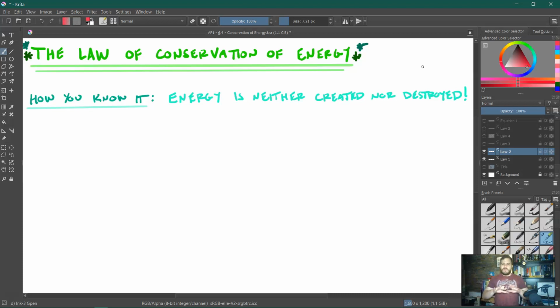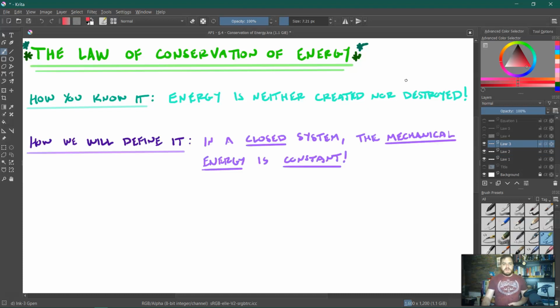However, we are going to relearn how to think about it just a little bit to make it more applicable to the types of problems and scenarios we're going to see. So how we're going to use it in this class is we are going to define it as: in a closed system, the mechanical energy is constant.